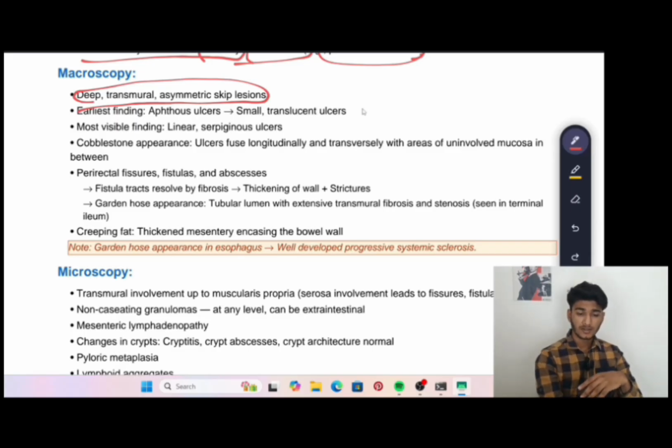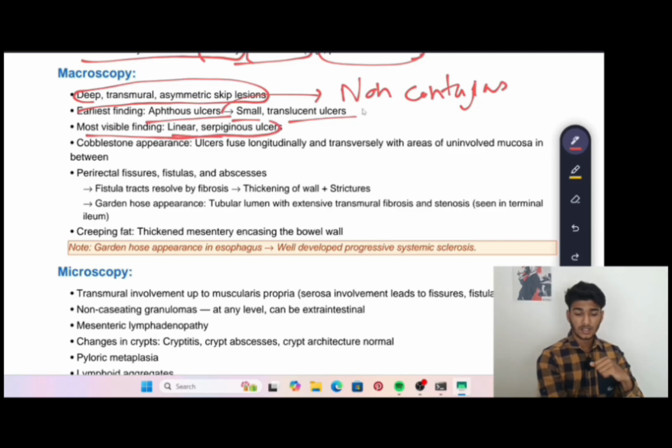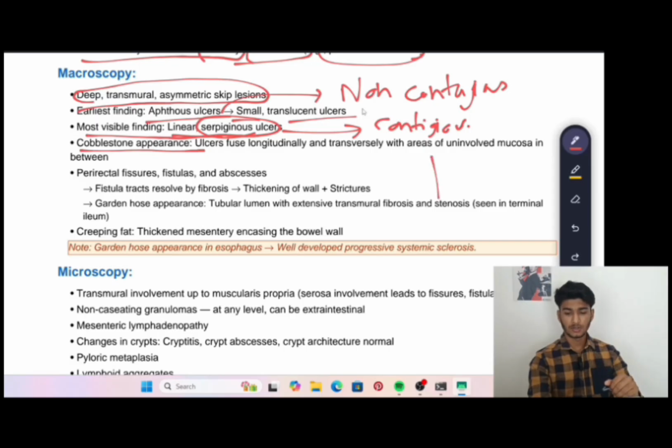After that, early finding is aphthous ulcers, small and translucent, and these aphthous ulcers are non-contiguous basically. Then the most visible finding is linear and serpiginous ulcers. The serpiginous ulcers are contiguous. These things should be remembered. Cobblestone-like appearance. Basically, you will see this type of appearance, like some stones are big, some stones are small. Not stones, there are skin lesions present there. So this will show you the cobblestone-like appearance.